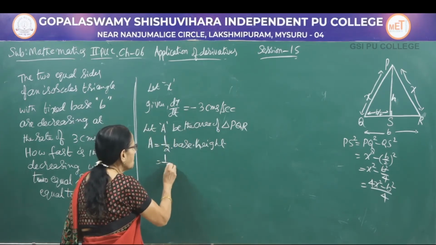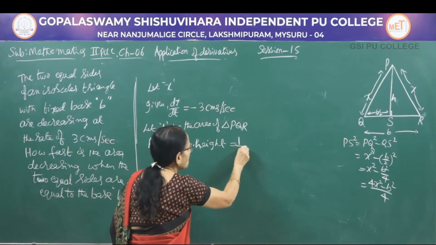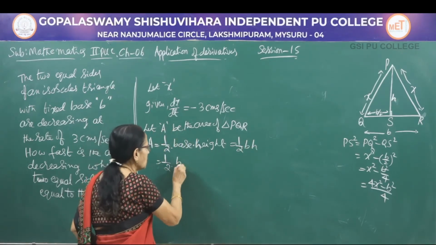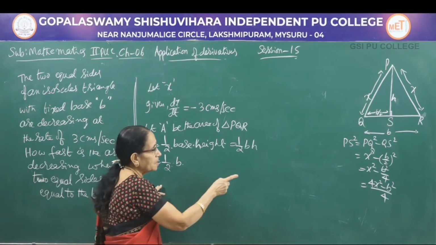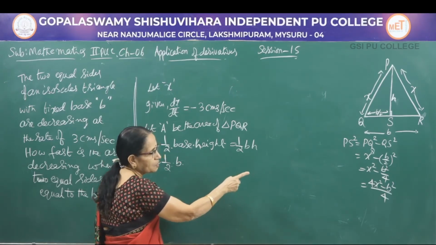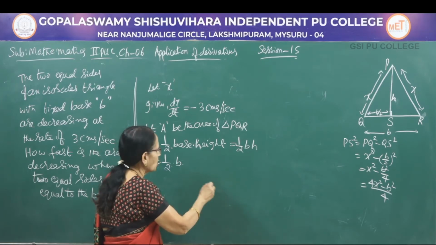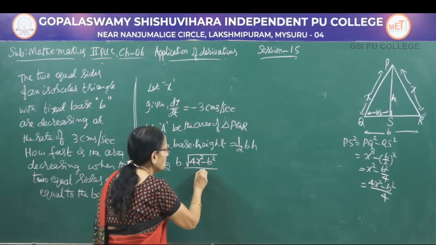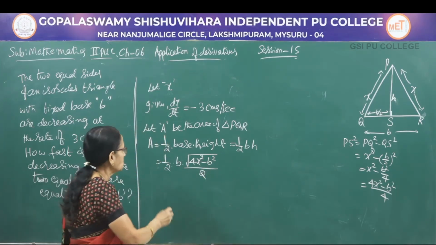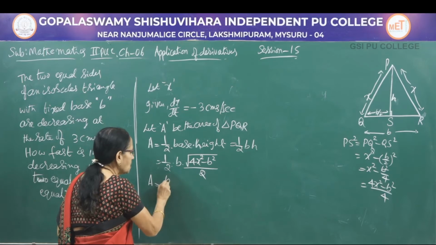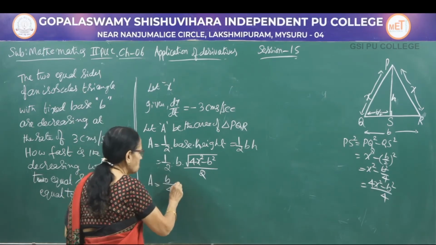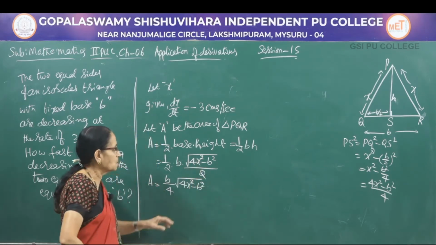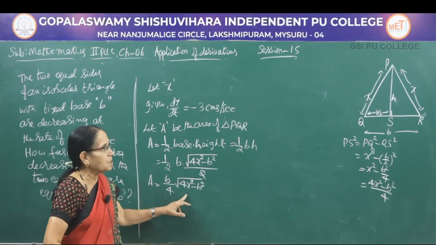So, let me write here half into base into height, half into B into h. B is the base that is given, and remember B is a constant. And then what is the height here? Take the root of that number, 4x square minus B square over 4. When you take the root, it is root of 4x square minus B square divided by 2. Square root of 4 is 2. Therefore, A can be written as, remember B is a constant, 2 into 2, that is B by 4 into square root of 4x square minus B square. So, you know that B is a constant, x is the only variable that is left.